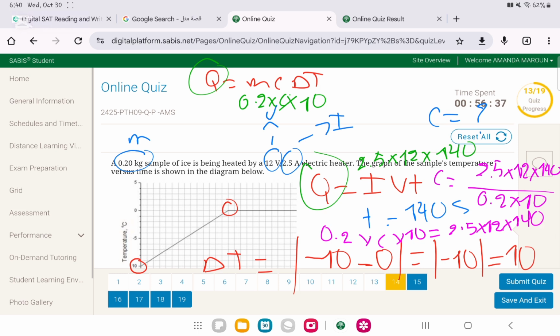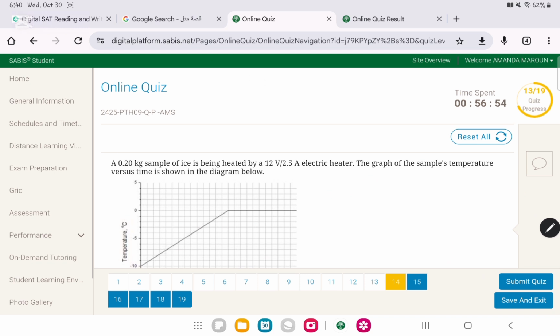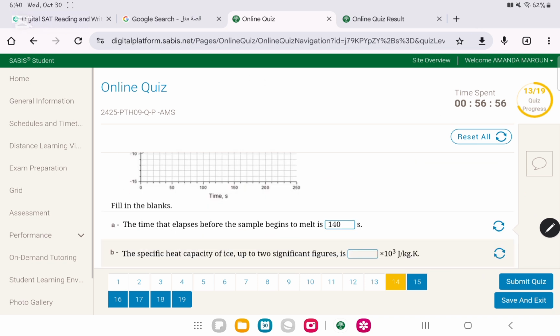You are going to get what? That C, let's bring it over here. We're going to get that C is 2,100 joules per kilogram times Kelvin. But if you go down, they need it in 10 to the power of 3. We have 2,100 joules per kg times Kelvin.